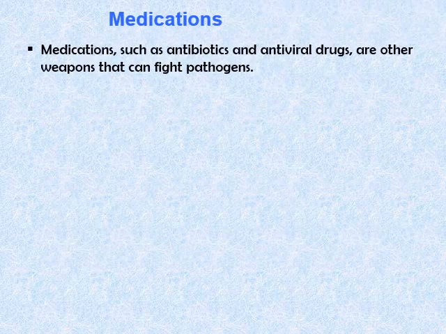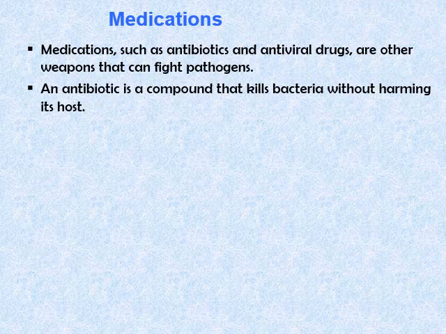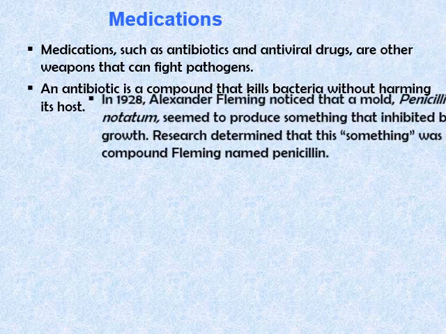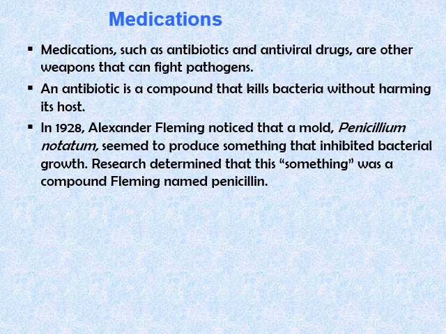Medications such as antibiotics and antiviral drugs are other weapons that can fight pathogens. An antibiotic is a compound that kills bacteria without harming its host. In 1928, Alexander Fleming noticed that a mold by the name Penicillium notatum seemed to produce something that inhibited bacterial growth. Research determined that this something was a compound. Sir Alexander Fleming named it penicillin.